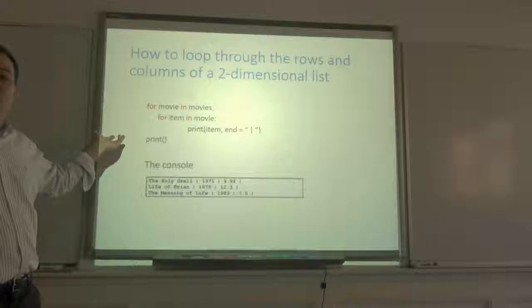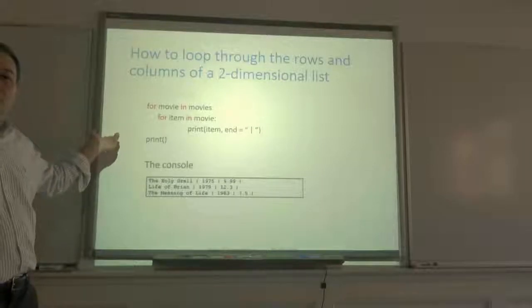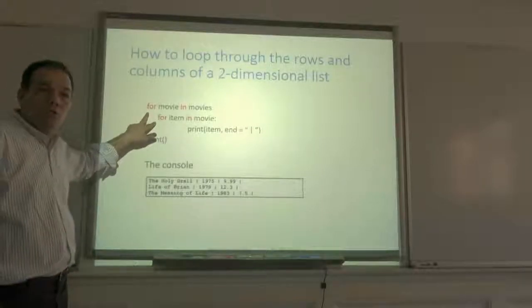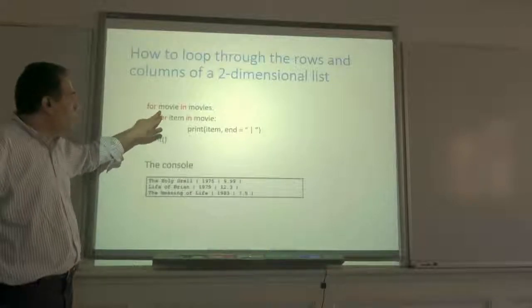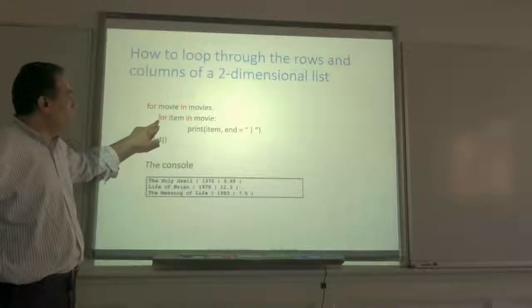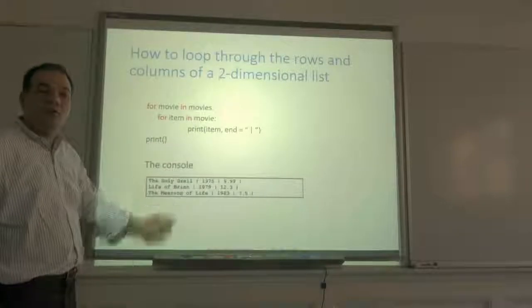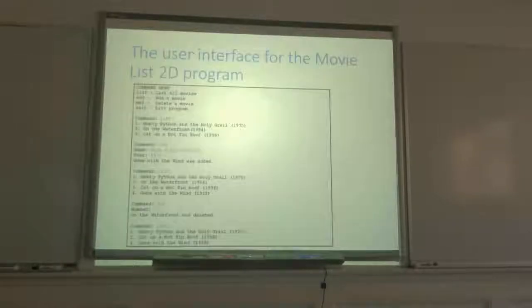A 2-dimension matrix. What do you need? How many loops? You need 2, right? So for movie in movies, then for item in movie, and we could loop it through it. Take a look at it.